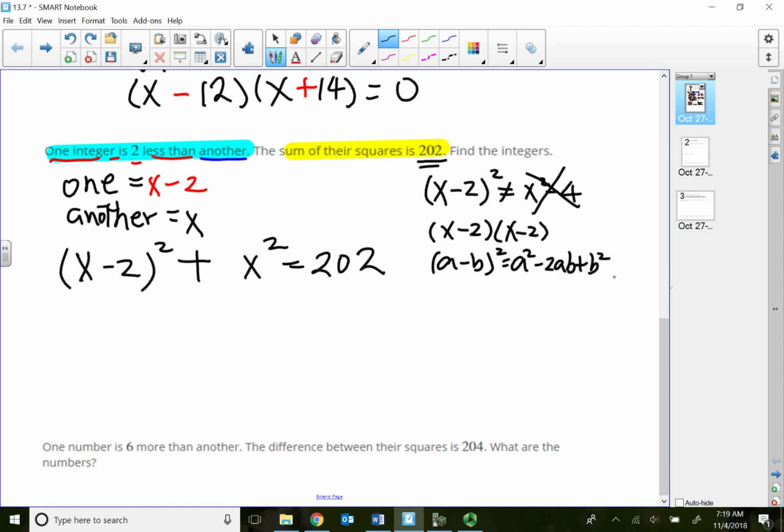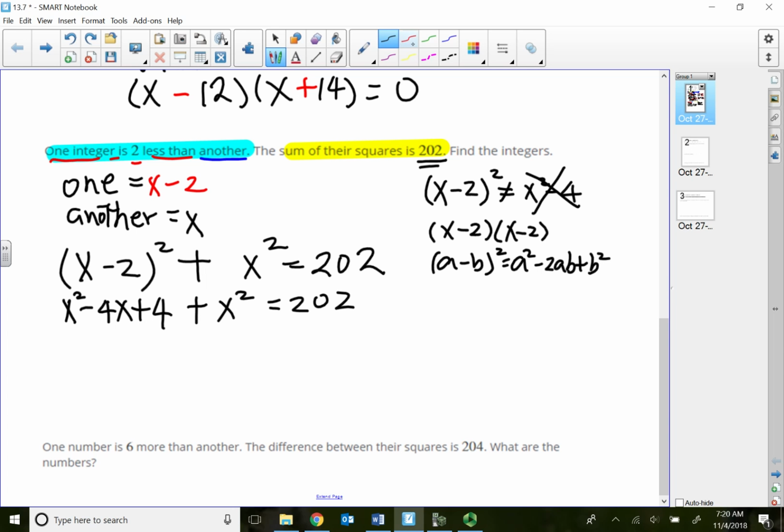Okay, I prefer you memorize the formula, of course, because it's a lot easier. So if we use the formula, a squared, my a squared is x. So my x squared is x squared minus, take a number 2 times your a times the b. So 2 times x times 2 is going to be 4x plus my b, 2 got to be squared, which is another 4. Plus, okay, remember now, the second term is positive x squared equal to 202.